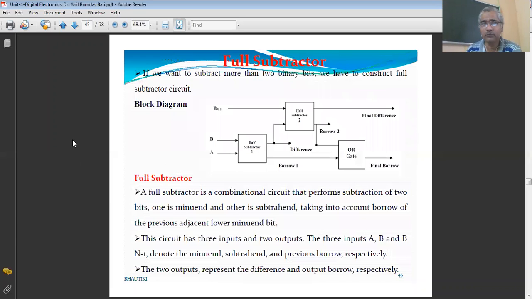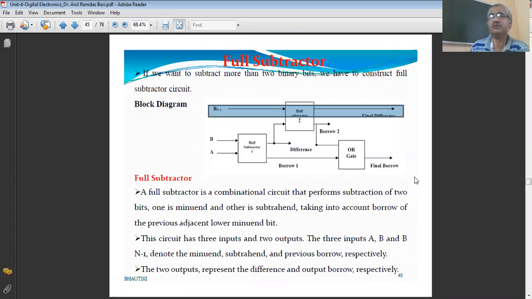So for subtraction of 3 bits, a full subtractor circuit is used. So if we want to subtract more than 2 binary bits, we have to construct a full subtractor circuit. Naturally, the full subtractor circuit subtracts more than 2 binary bits. This is the block diagram of the full subtractor.